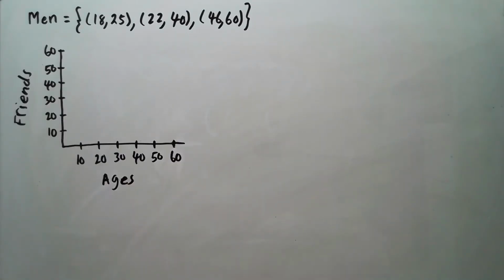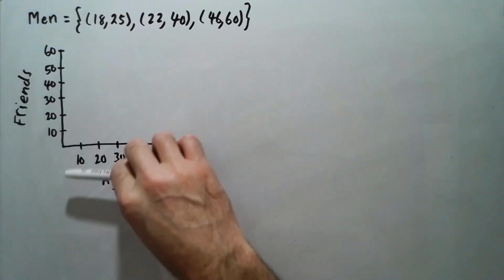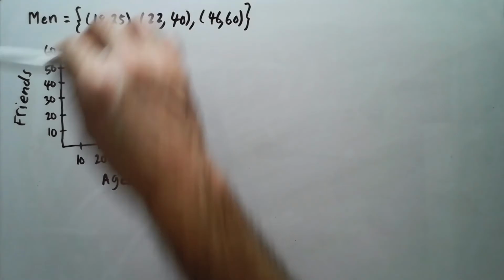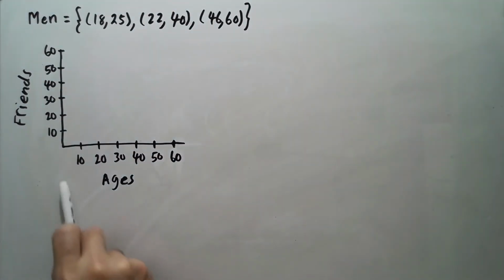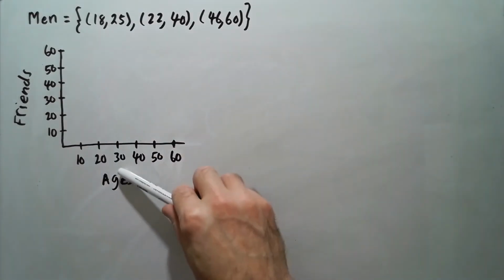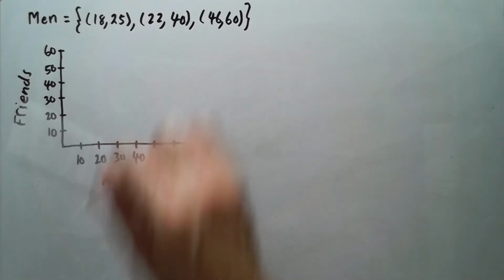Okay, so I've made a graph. I've put friends on the y and ages on the x, and I'm going by increments of 10 all the way up here, and increments of 10 over here also. So let's graph the first point, the 18, 25. So it'll be 18 for the age, 25 for number of friends.